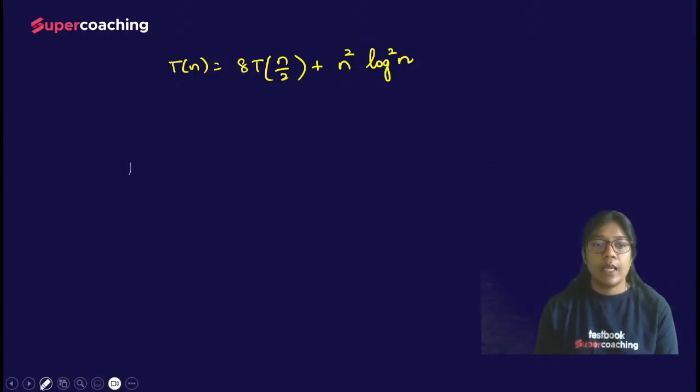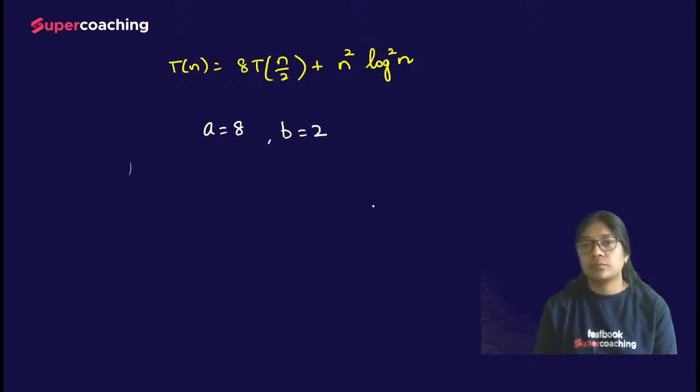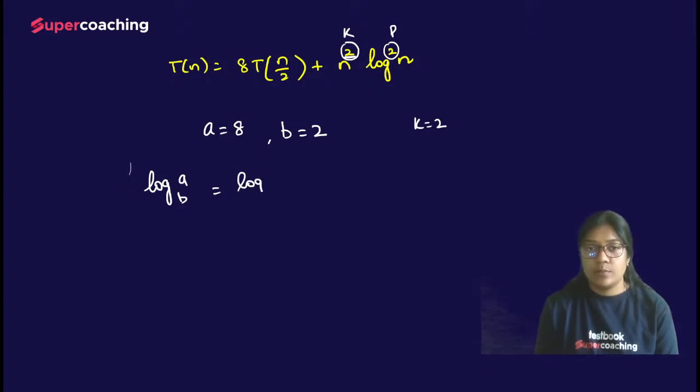Here we have A is equal to 8, B is equal to 2. This is K and this is P. K is equal to 2. We are going to find log A with the base B. So it comes out to be 3.